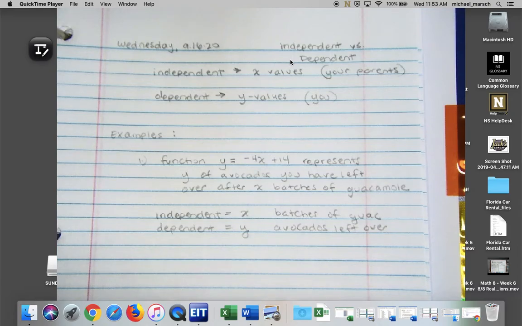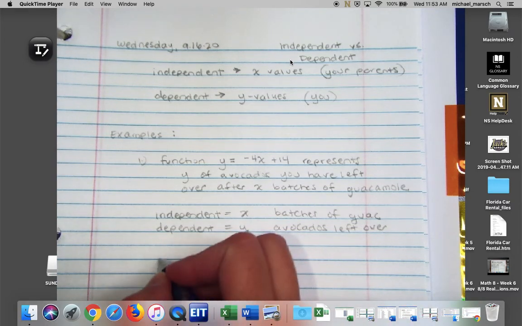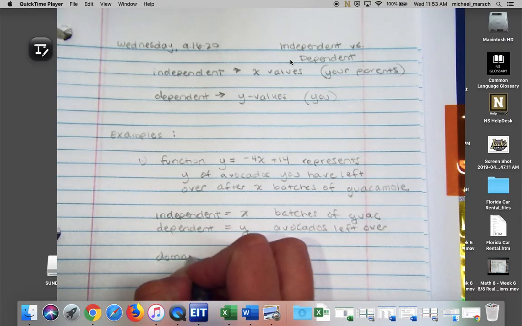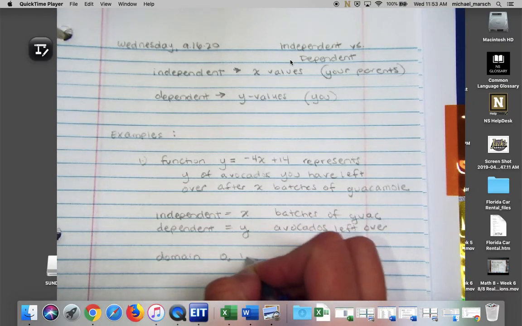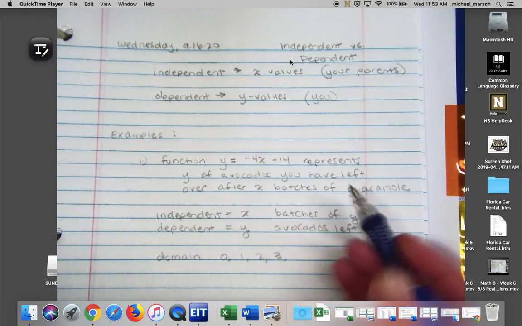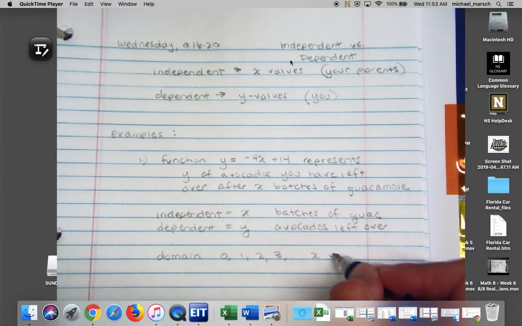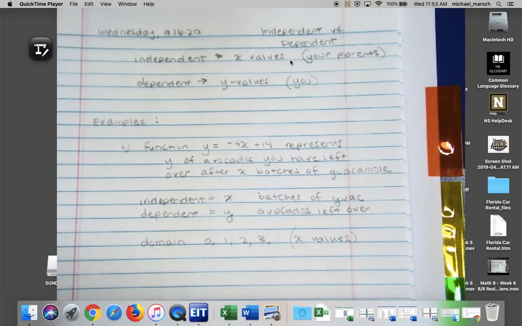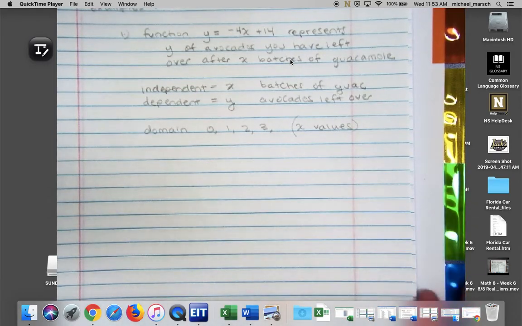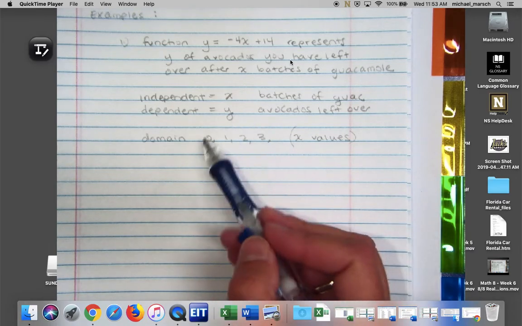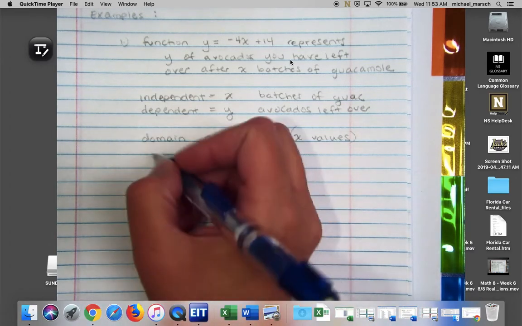So let's do one more example. Actually, let's use this. Let's say for my domain, 0, 1, 2, 3, right? So these are my x values. Let's find out how many avocados I would have left depending on what I use for my x values. So I'm going to write my function.